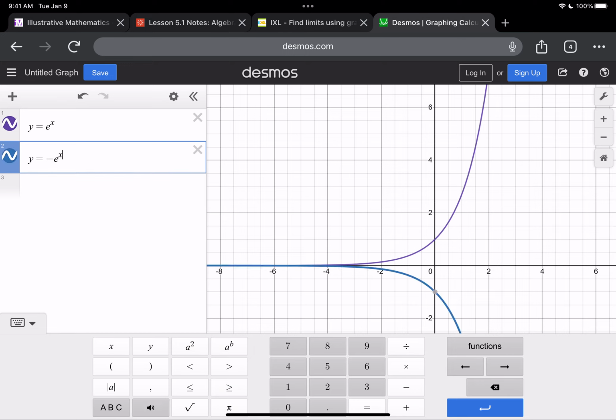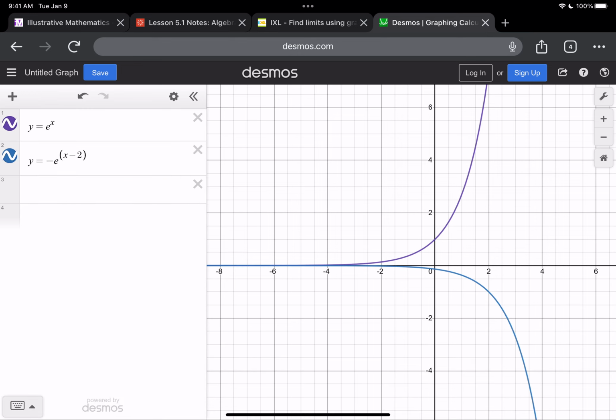Oh, look, it flipped upside down. But then I want to make it go to the right 2. So I'm going to put minus. Oops, sorry. This should be in the exponent. Be careful when you type these, because they should be in the exponent. Why does it keep doing that? Oh, you know what? Let me put parentheses. Parentheses, there we go. X minus 2. Boom.